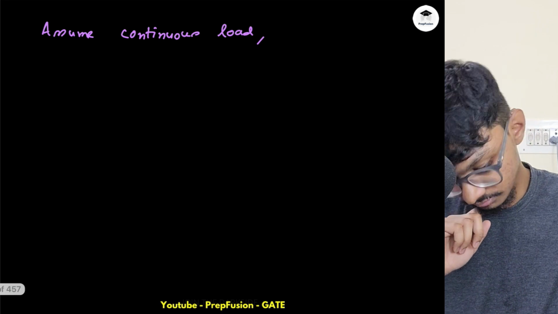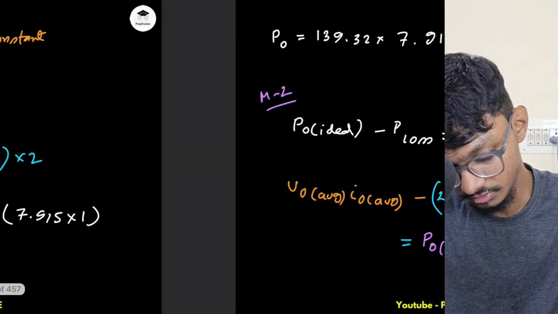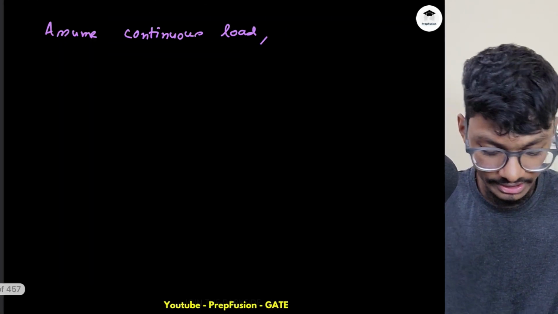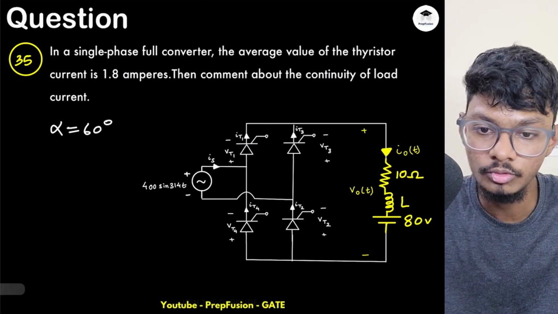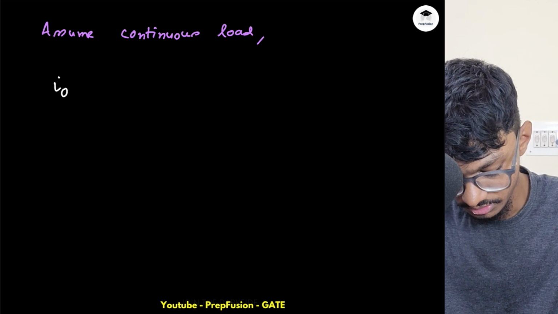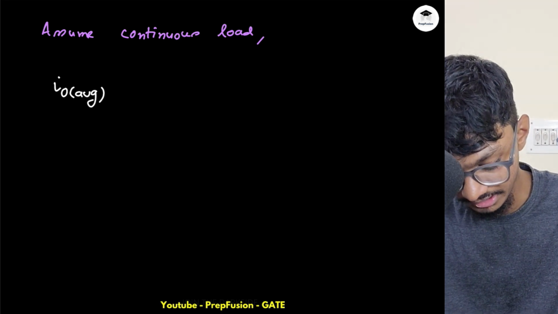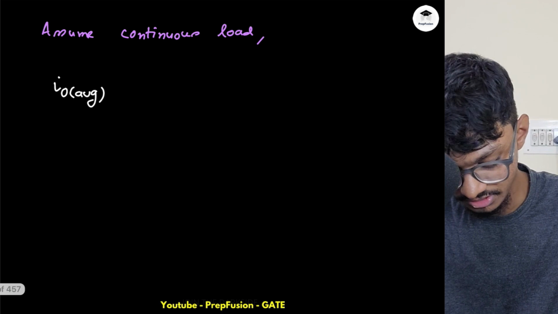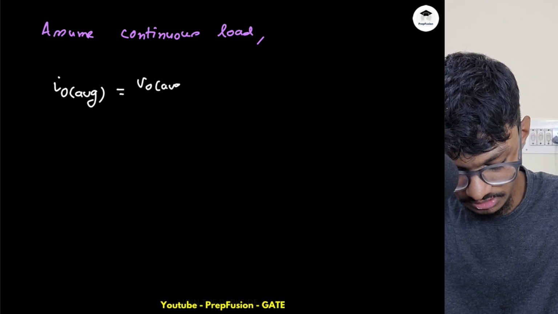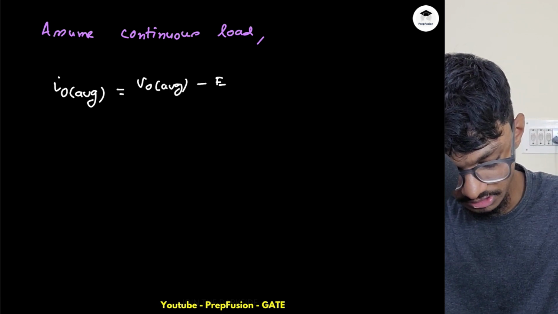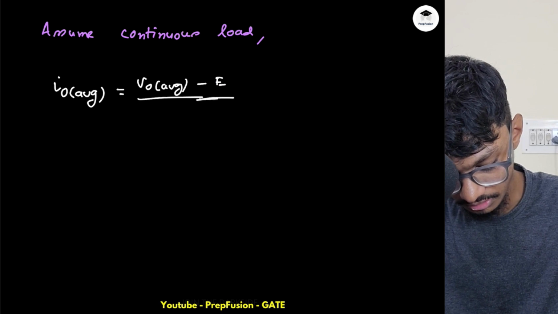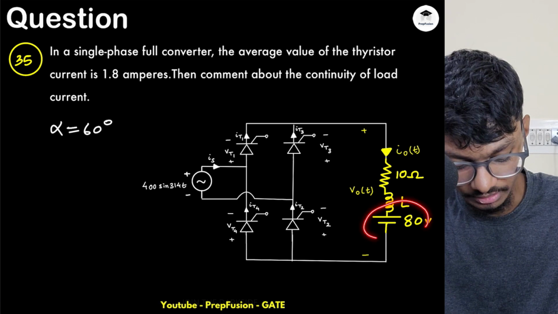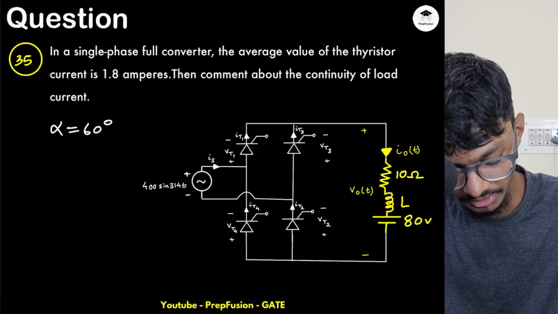So here, alpha they have given me as 60. How to get IO average? For an RLE load, IO average is basically (VO average minus E) divided by R. In our case, what is VO average? VO average is basically 2 Vm cos alpha by pi. You don't need to remember it, you can always derive it.